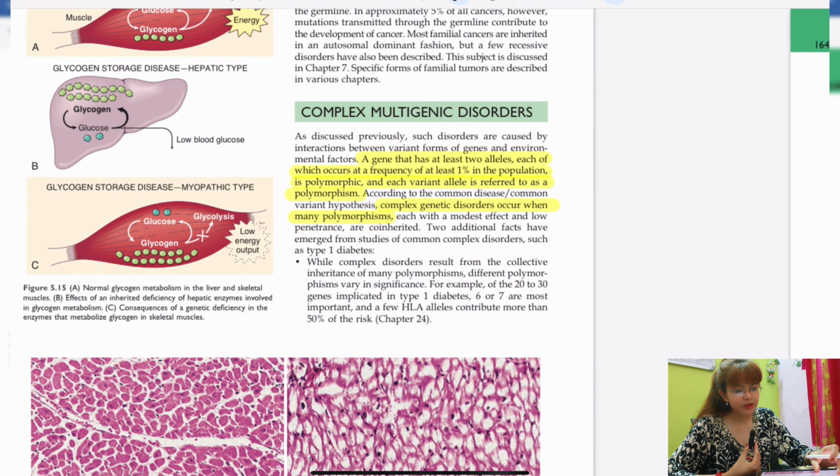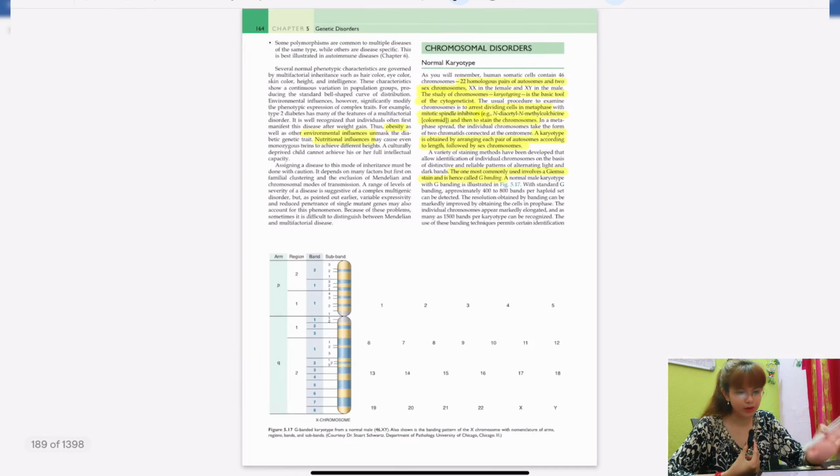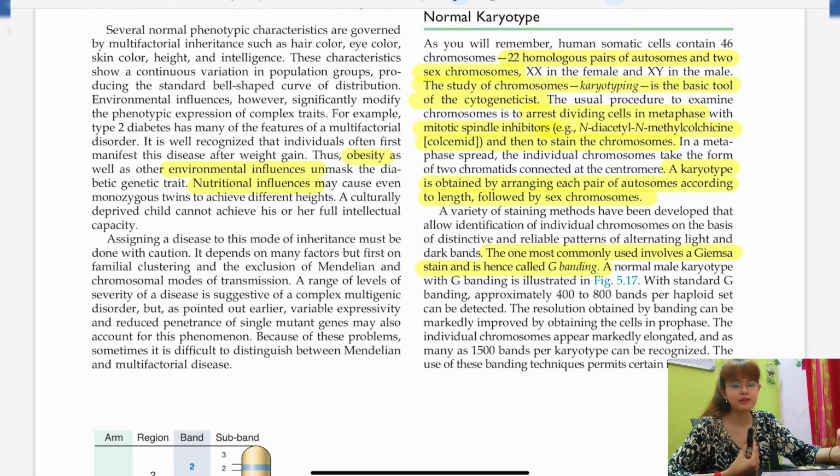Now coming to complex multigenic disorders. I think I've already explained this before. What happens here is multifactorial. I've explained in the initial part of this chapter that there are so many other factors which play an important role in the formation of these diseases.